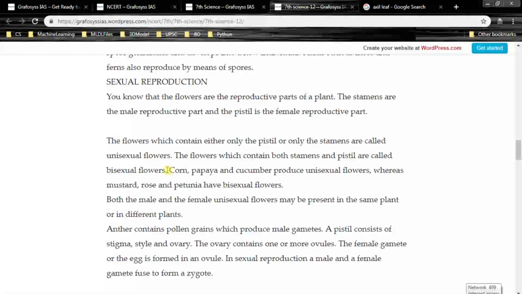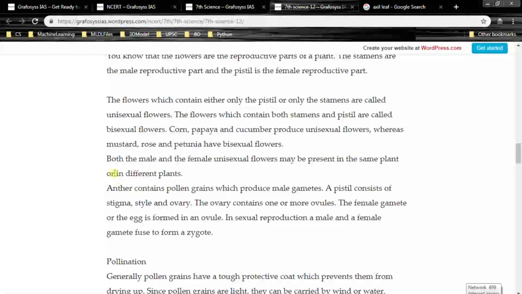So remember what are unisexual and what are bisexual. Both the male and the female unisexual flowers may be present in the same plant or in different plants. Anther contains pollen grains which produce male gametes.